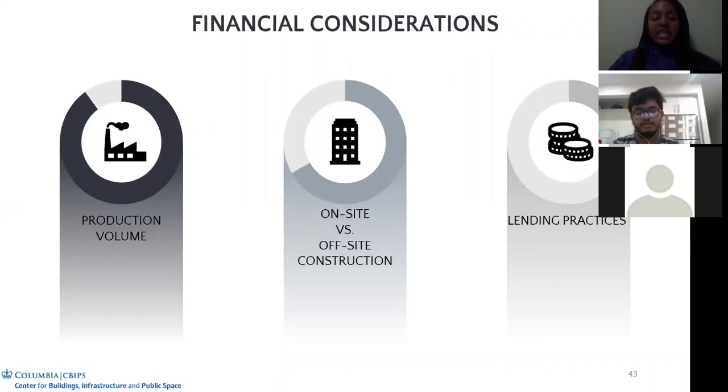Looking at the financial considerations, usually it's production volume, so how much supply and demand you will have, on-site versus off-site construction, and also the lending practices. Next slide.